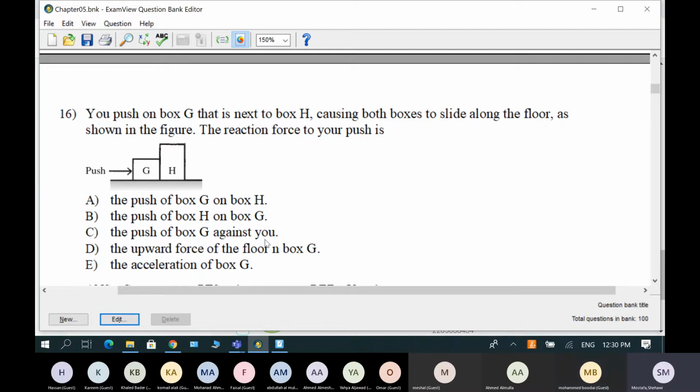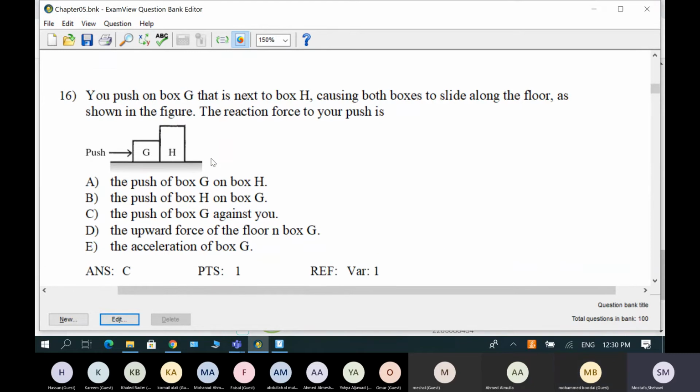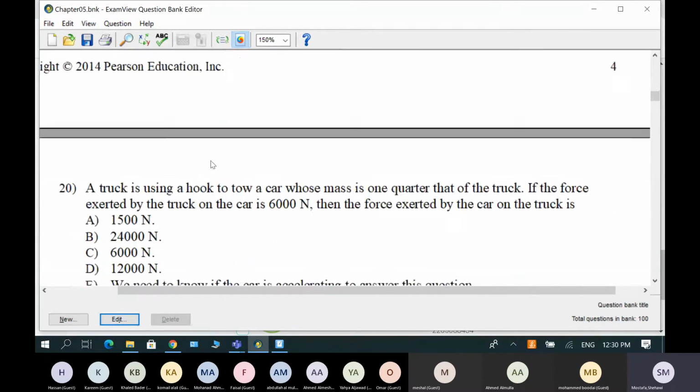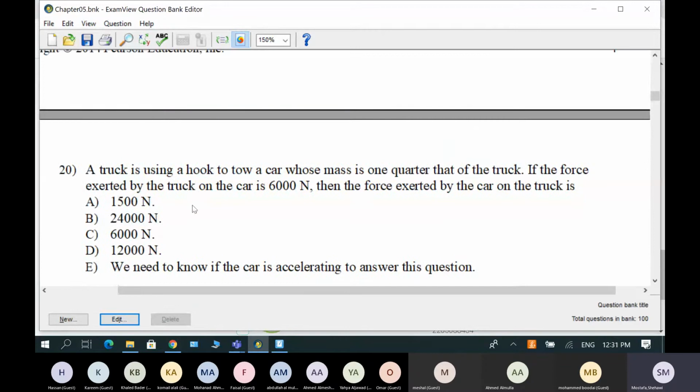The G against you. The action force, you on G, the reaction, G on you. You just reverse the two objects. You have to do this to find the actual reaction force. Let's take this example. Someone read it.